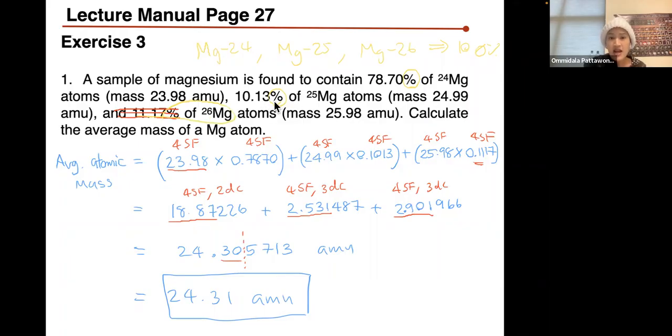So add these two together and then subtract from 100, because all three of them need to add up to 100%. Okay, so just make sure that you understand that. If the percent abundance is not given to you, but it gives you the other percent abundances, you should be able to deduce the missing percent by knowing that the percent is out of 100.